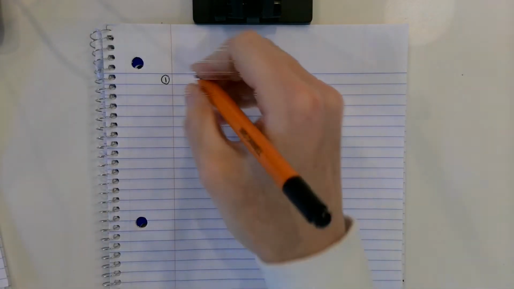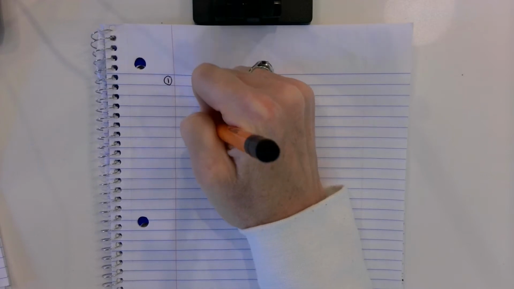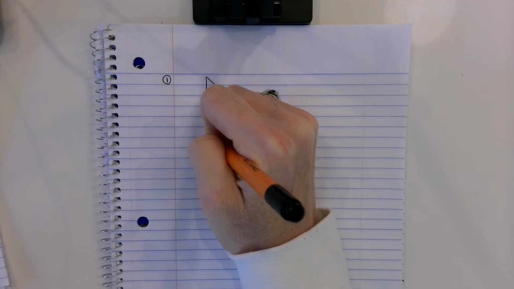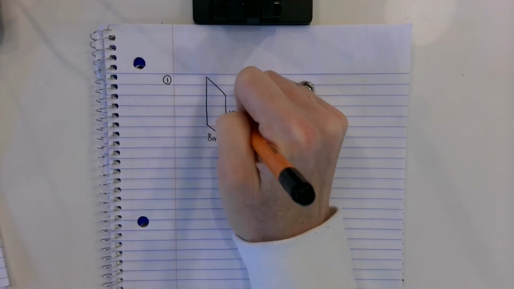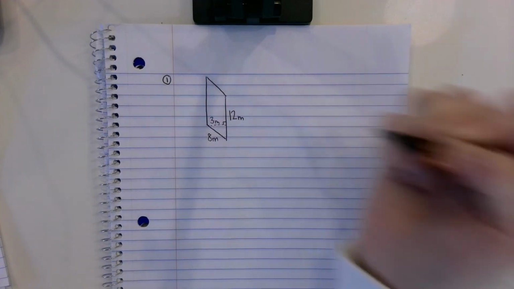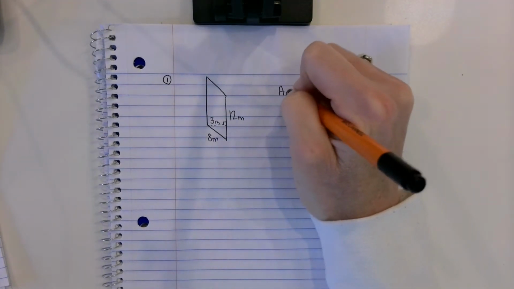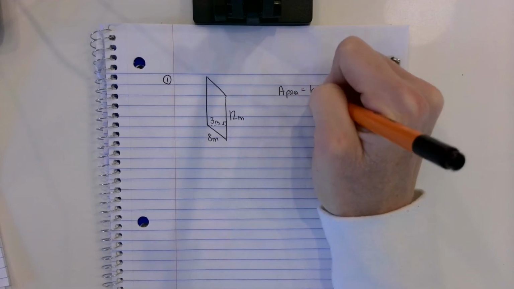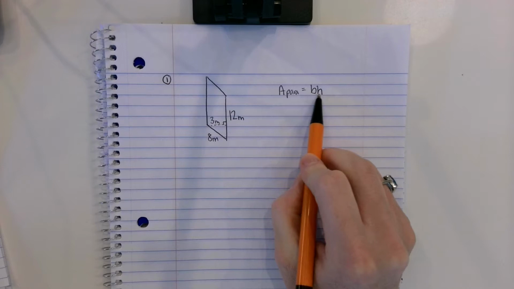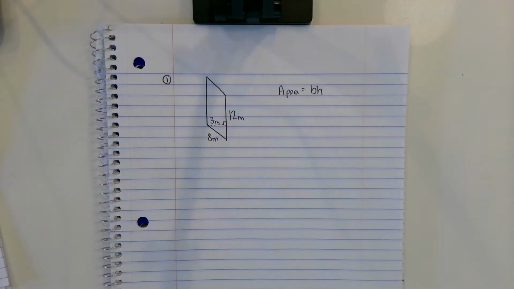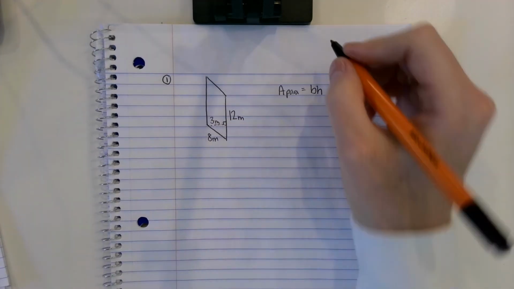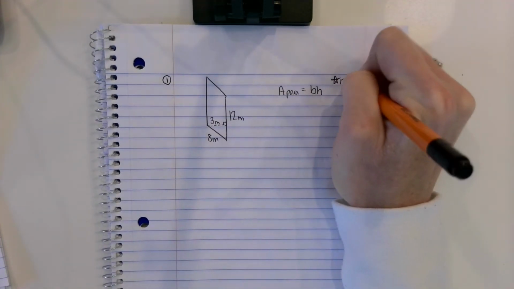Okay, so the first one, let's find the area of this parallelogram. Area of a parallelogram, the formula is just simply base times height. Now it's really important that you remember the relationship that the base and the height have in any formula that we talk about: they form that right angle. So you're always looking for that right angle with that base and that height.